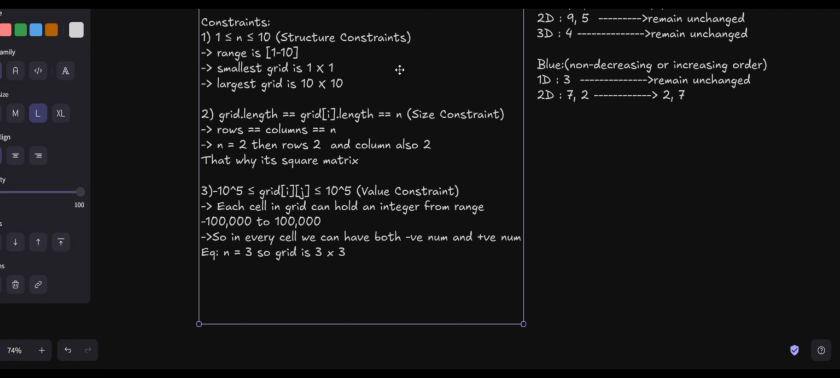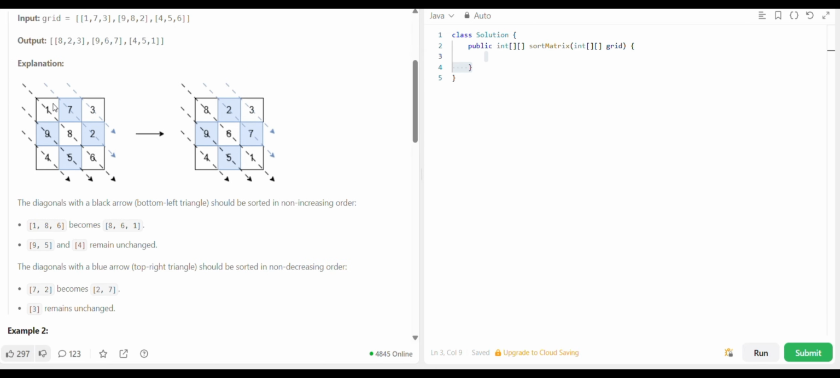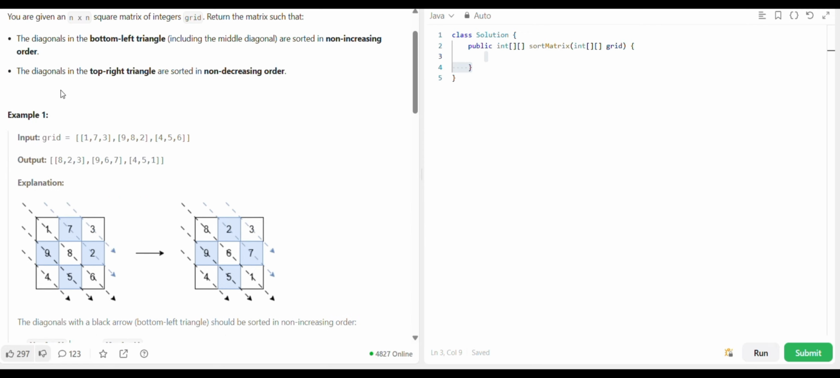So let's see what we can do. As you can see, it's a very simple problem. We just need to extract the diagonals. We will keep each diagonal in an array list, and after that we will perform a sort operation on it, increasing or decreasing depending on whether it is the bottom left triangle or the top right triangle. After that, we will put the sorted numbers back into the grid. Let's try to code this.